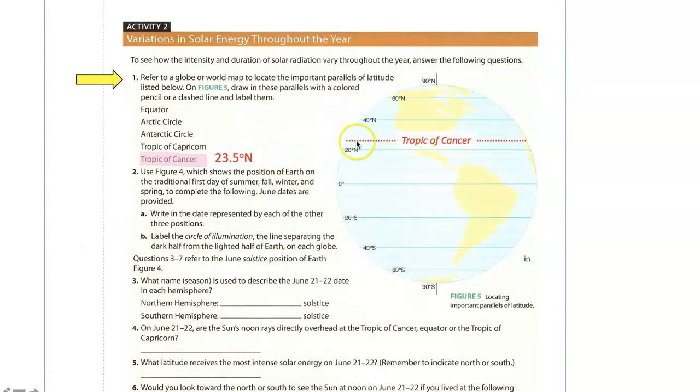Notice I did not draw it at 20 north. You have to be careful. It's not at 20 north. It's a bit farther north. You don't have to be exact, but don't draw it on the 20 north line because that would be wrong. And then you can do the rest of these.